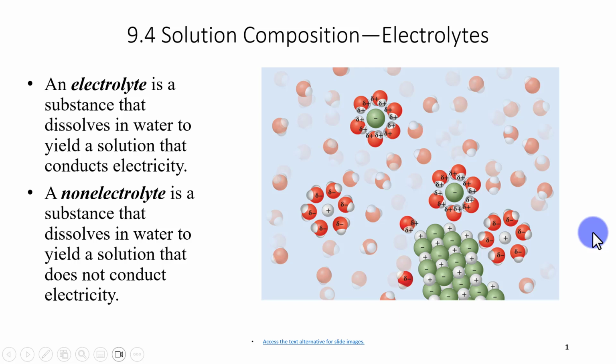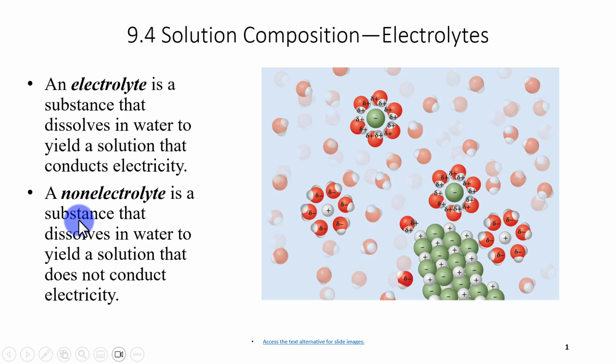Now we switch our attention a little bit. We're not talking about concentration anymore, but what is the composition of the solution and what does it look like molecularly? Okay, we're going to start talking about electrolytes. What is an electrolyte? An electrolyte is a substance that dissolves in water and yields a solution that is able to conduct electricity.